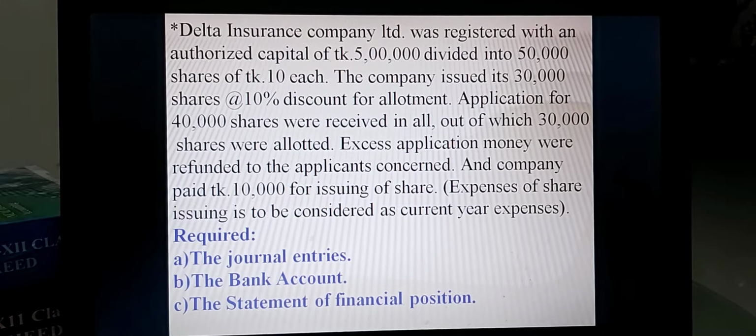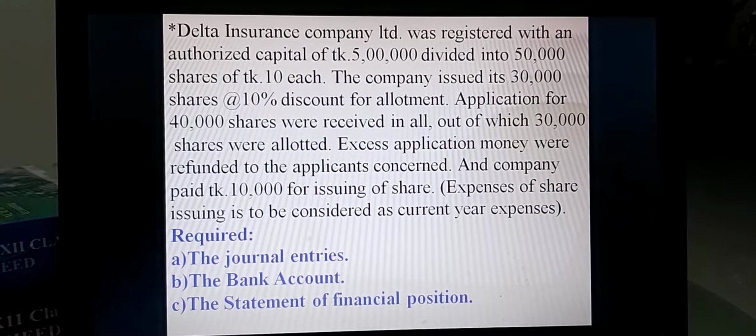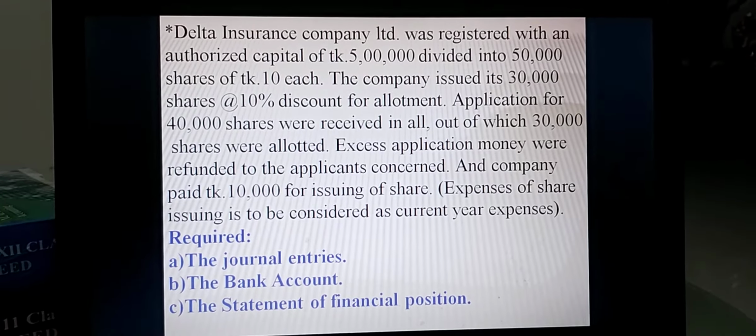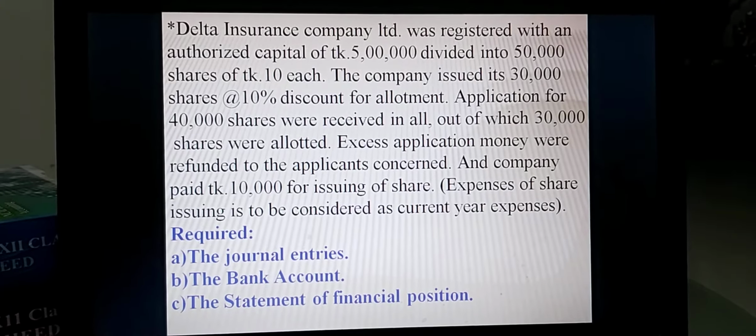Expense of share issuing is to be considered as current year expense. This is the hint also. Expense of share issue is to be considered as current year expense, so it is not treated as a fictitious asset. It is a regular expense for this company.